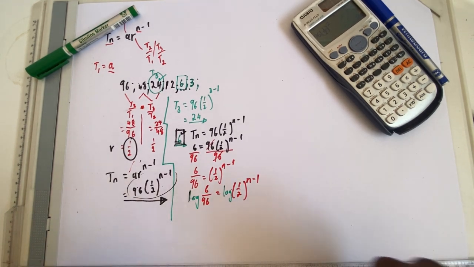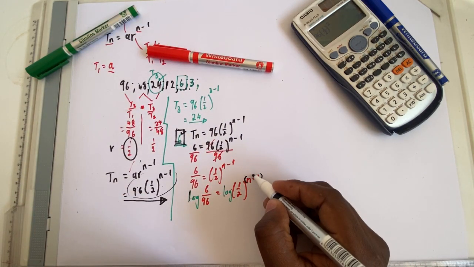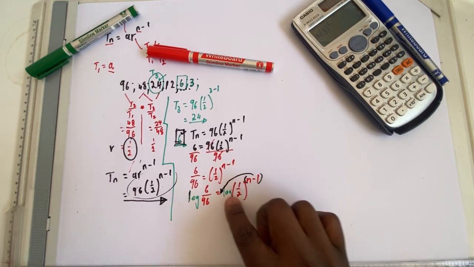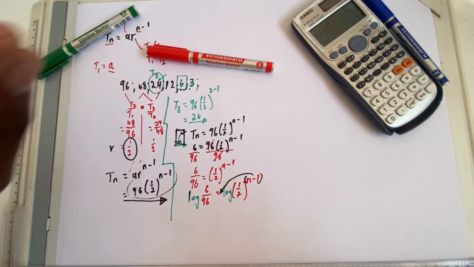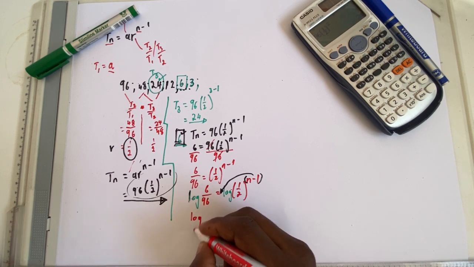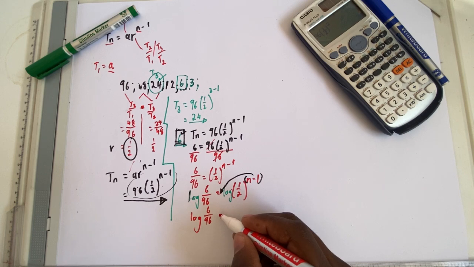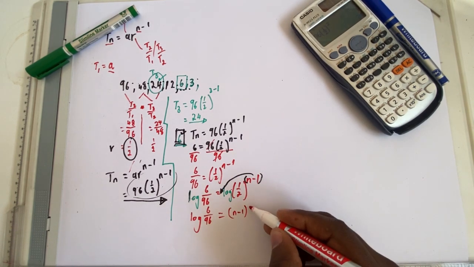A log has the power to make the exponent act as a base. So what do I mean by that? A log has the ability to take this and put it there next to this log of half. You get that? So now I'm going to do just that. This side is still the same. So I'm going to be having log of what? 6 over 96 equated to what? That is (n minus 1), close.